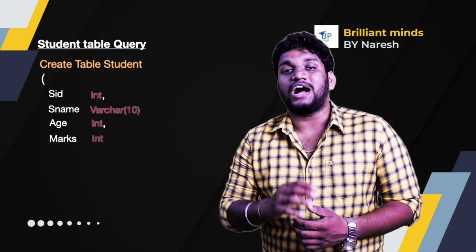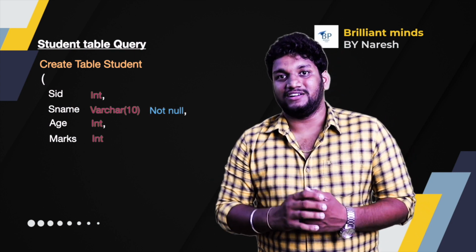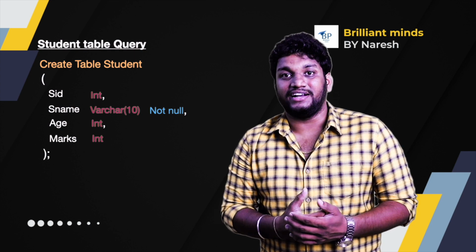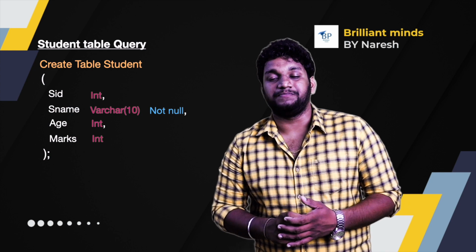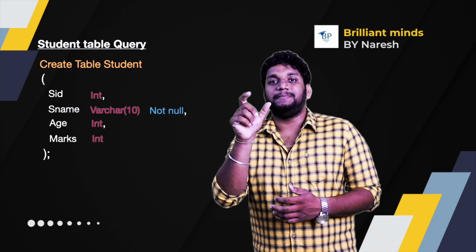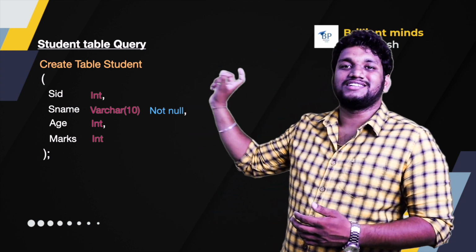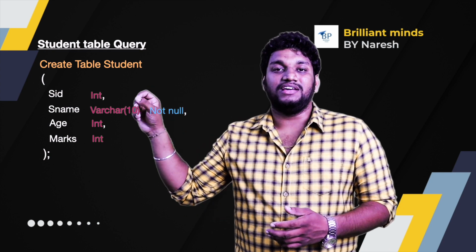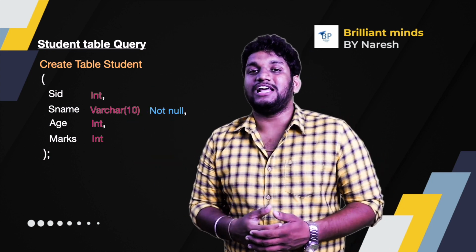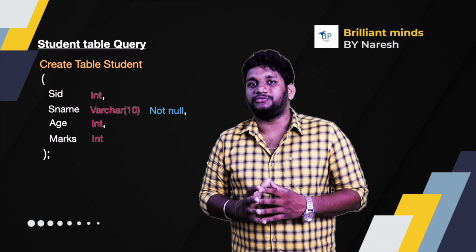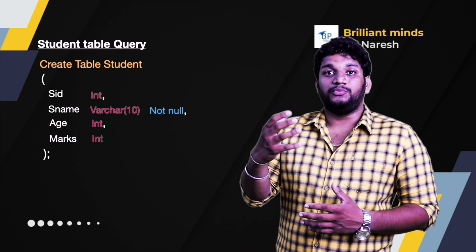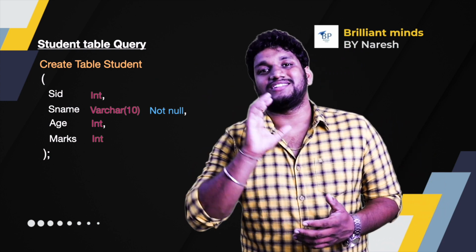Next what I have to do? I have to give the constraint. Where I have to give this constraint, for which column am I using it? For the student name column I am using it. After data type, I'll be giving it as not null constraint, and then I'll be closing with commas, and finally I'll be closing the braces with semicolon. This is the proper way of creating a table with not null constraint.